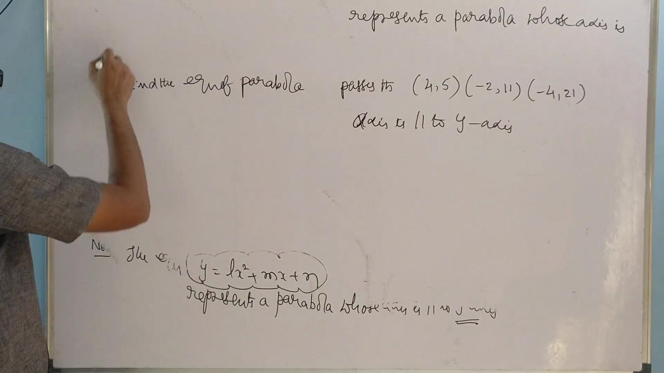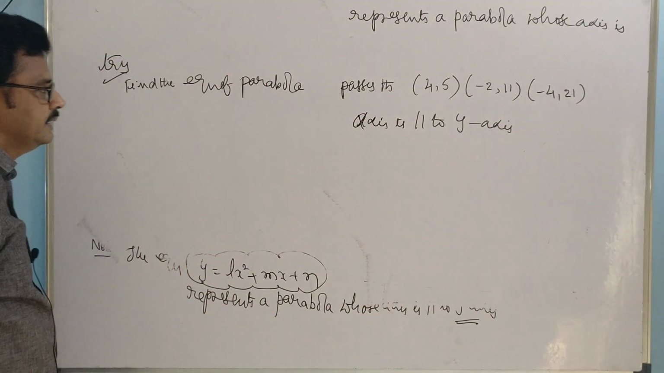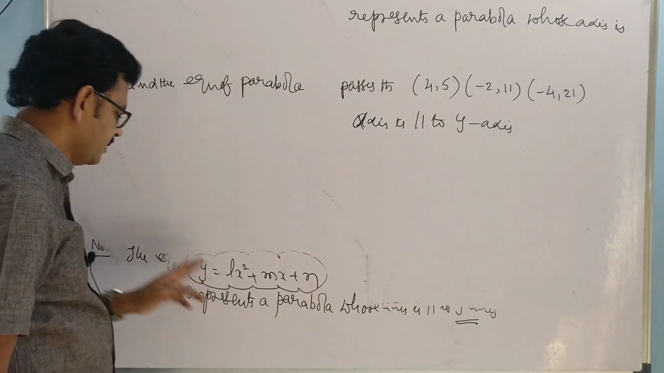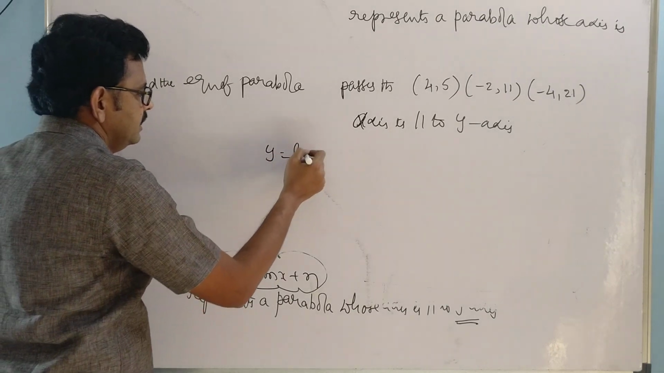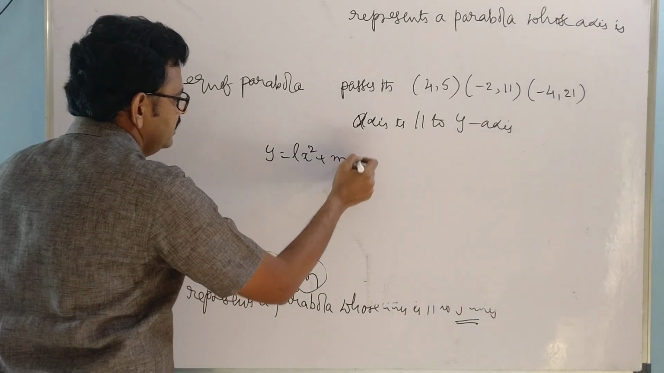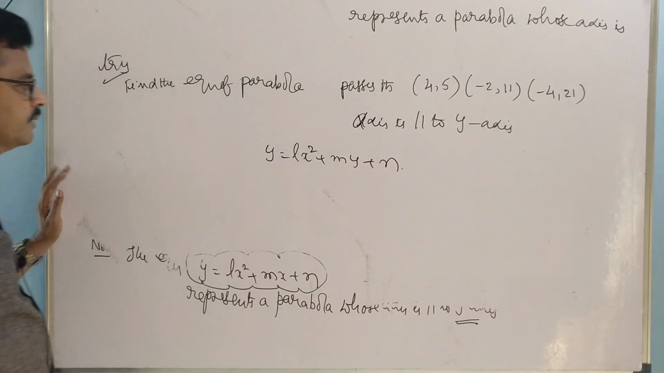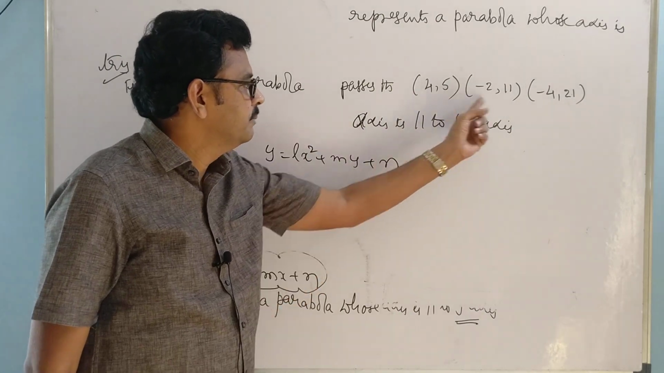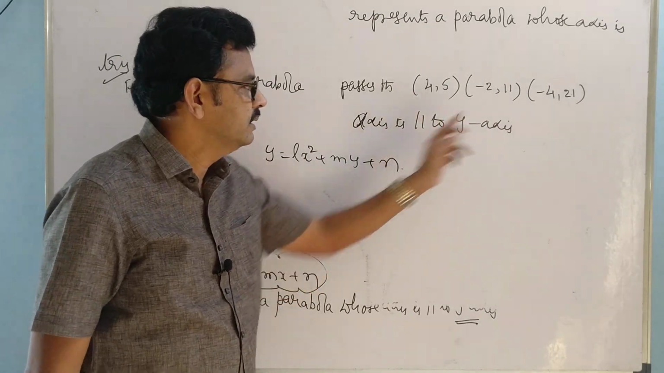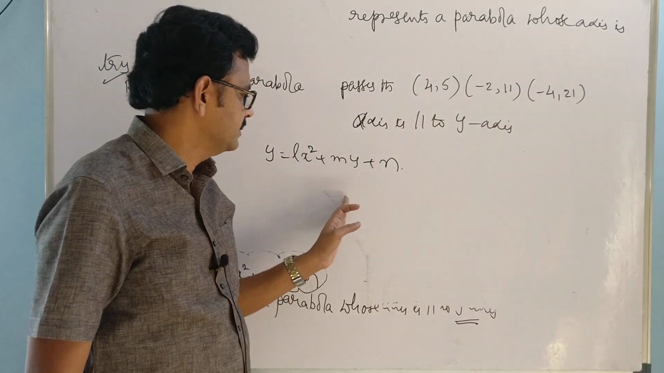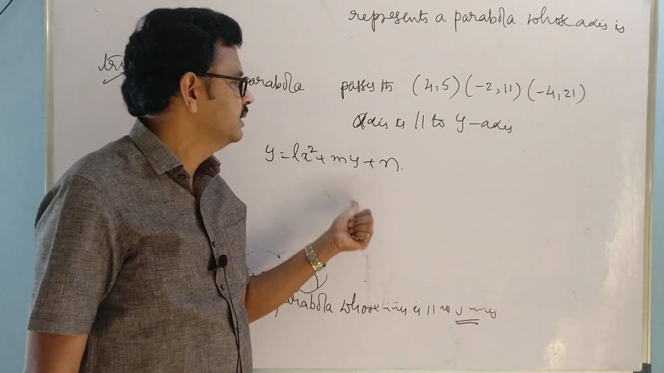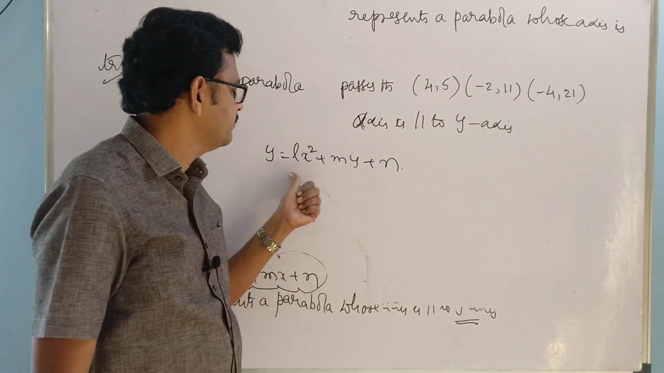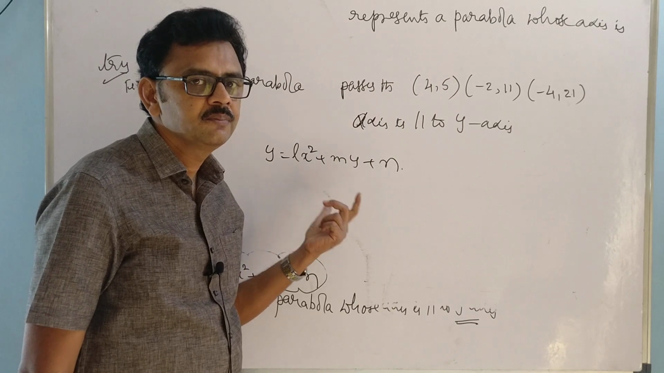Just try yourself. Since the axis is parallel to y-axis, what is the equation of parabola? y is equal to lx square plus mx plus n. The parabola passes through (4, 5), first equation, (minus 2, 11), second equation, (minus 4, 21), third equation. By solving these three equations you get l, m, n. Then the equation of parabola is obtained by writing the values in place of l, m, n.